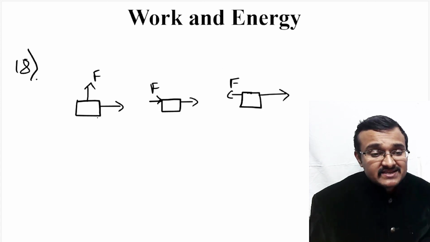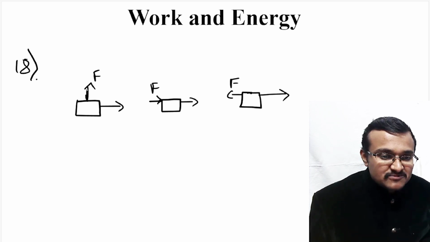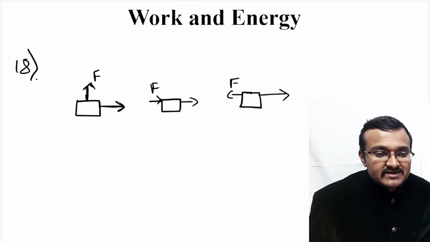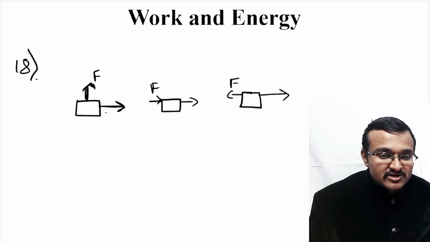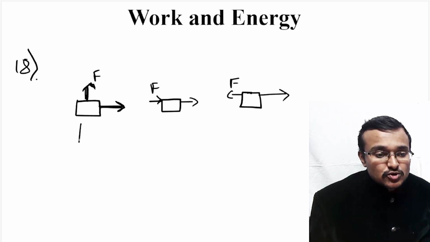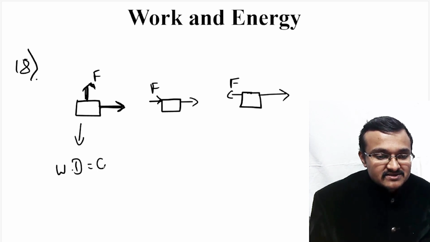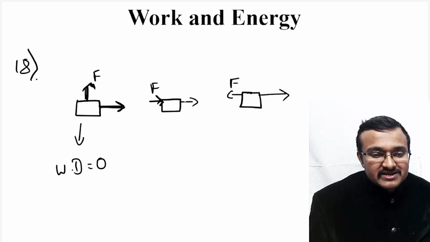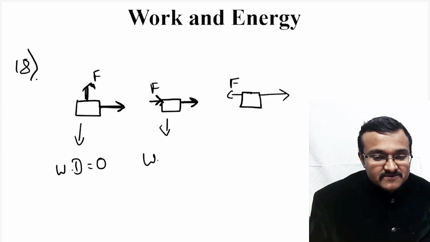So coming to the 18th question, here they have given 3 different cases, where in the first case force is acting in this particular direction and the direction of motion of this object is in this particular direction. So force is applied in this direction and displacement of this object is happening in this direction. So here work done is 0. In the second case, force is acting along the direction of displacement. The object is getting displaced in this particular direction and force is also there in the same direction. So in this case, work done is positive.